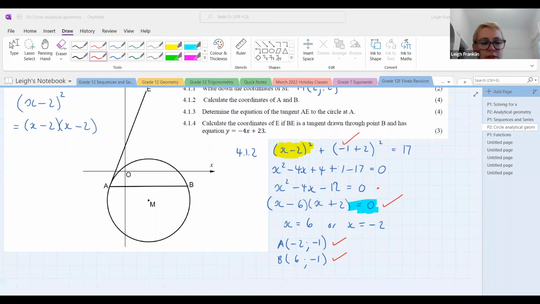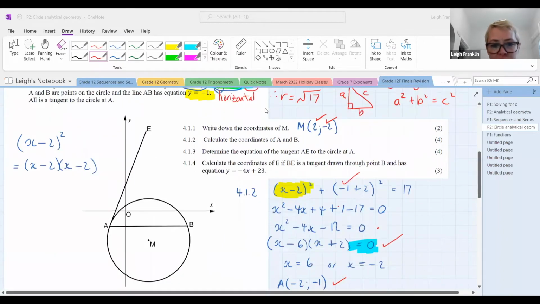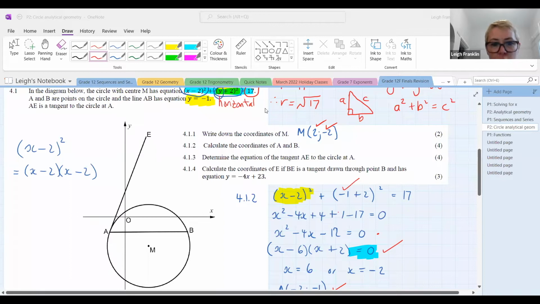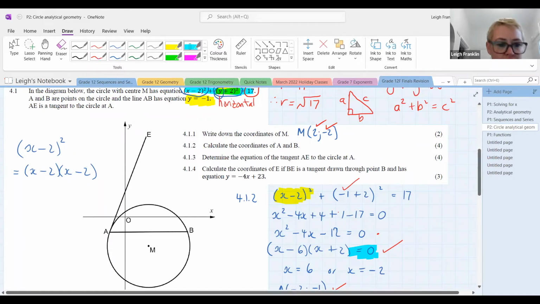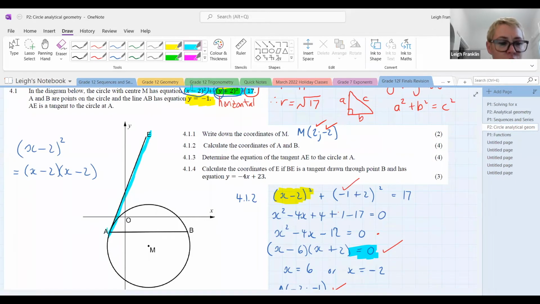Brilliant. All right, so that means that we're ready to do the next question, 413. They want us to determine the equation of the tangent AE to the circle at A, all right? So here is tangent AE. There it is. And it's a tangent to the circle at A. So when they want the equation of a tangent, what form does it take?